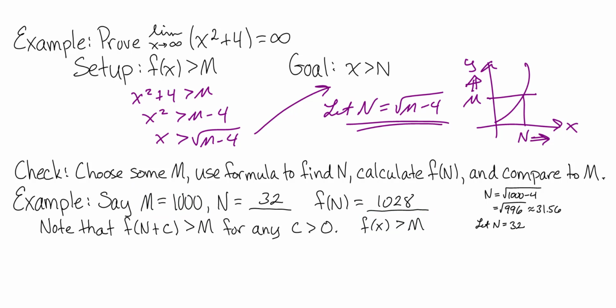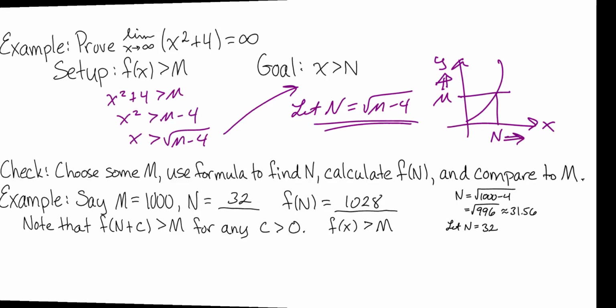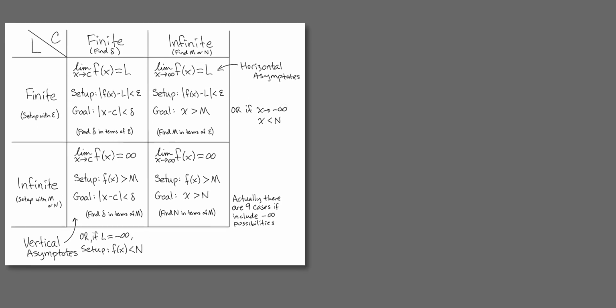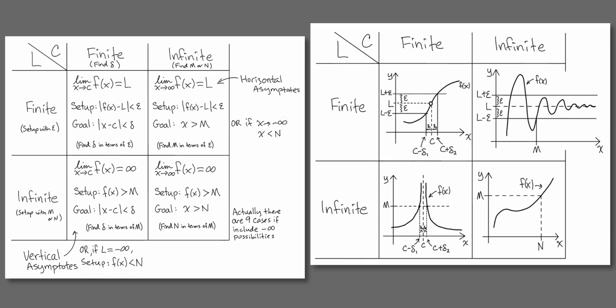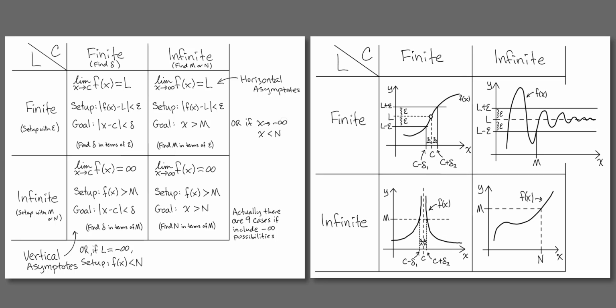Let's organize all that we've done here into a chart. If you look forward in your notes, you'll see these charts that organize the 4 different cases we've considered. So keep in mind that c is the value that x is approaching. It could be finite or infinite. L is our limit. It can be finite or infinite. I also have the graphs here that correspond to each of the 4 cases.